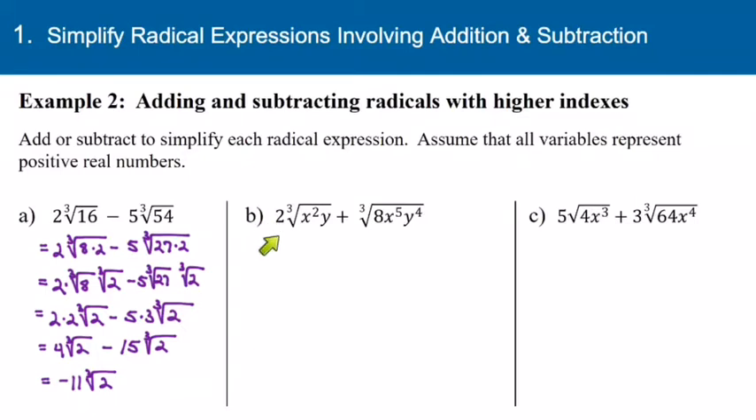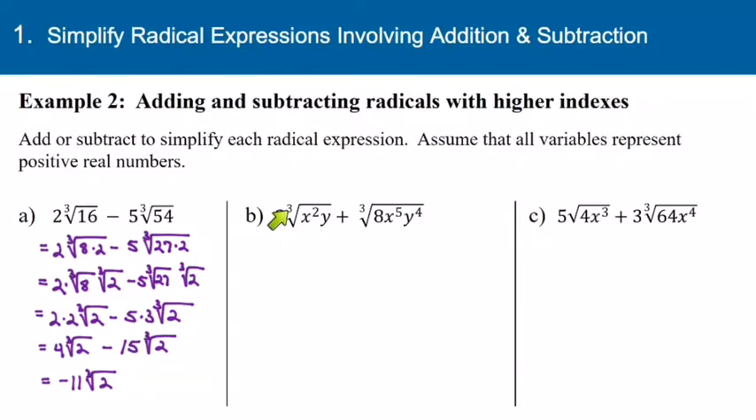Now looking at part B, we have 2 times the cube root of x squared y plus the cube root of 8x to the 5th y to the 4th. Now the indexes are the same, so that's good, but we will only be able to combine these two if we can make the radicands the same. So let's see what can be simplified here.